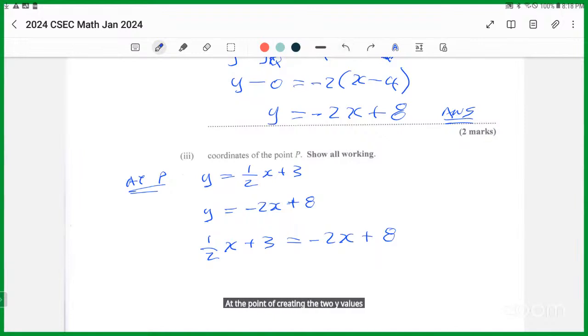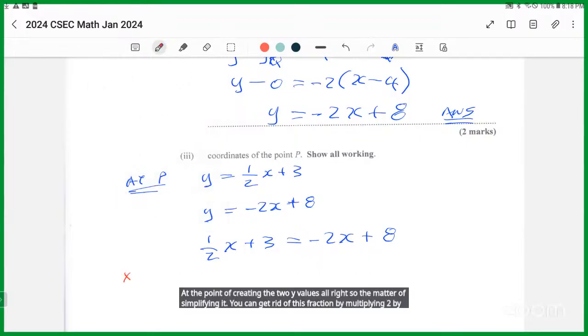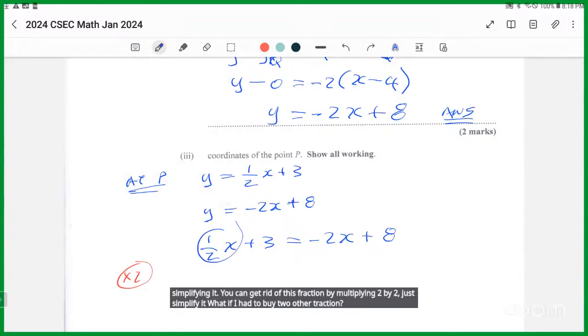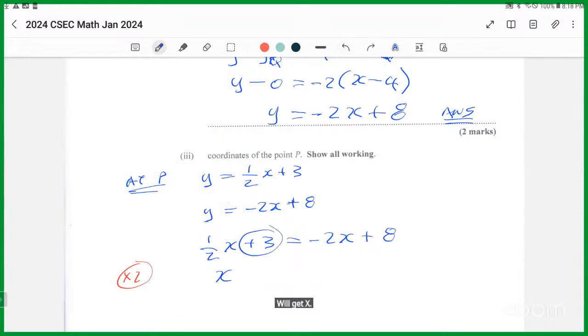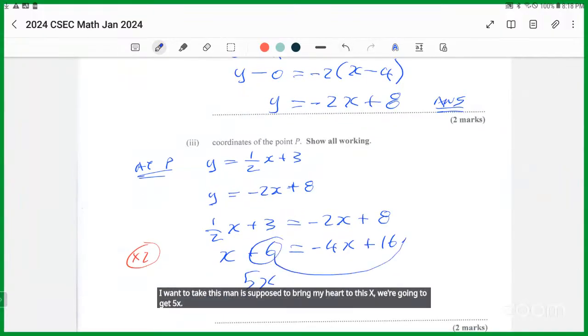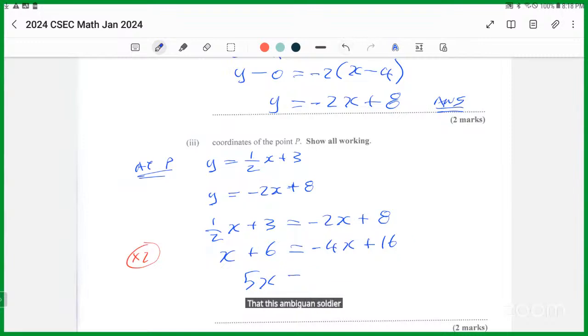All right, so it's a matter of simplifying it. You can get rid of this fraction by multiplying by 2. Multiply this by 2, we get x. Multiply this by 2, we get 6. Multiply this by 2, we get minus 4x. Multiply this by 2, we get 16. I want to take this minus 4x and bring it over to this x, we're going to get 5x. Take this 6 and bring it over here and subtract from the 16, you're going to get 10. Divide by the 5, we get x equals 2.